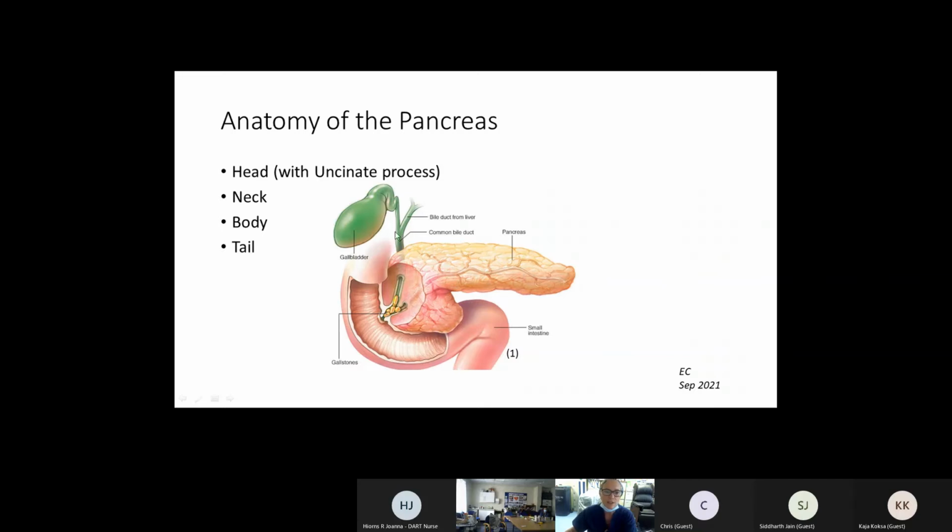And of course, we know that the common bile duct most of the time goes through the pancreas parenchyma to join the pancreatic duct. They get together and they travel until the duodenum, where they deliver their secretions through the papilla.